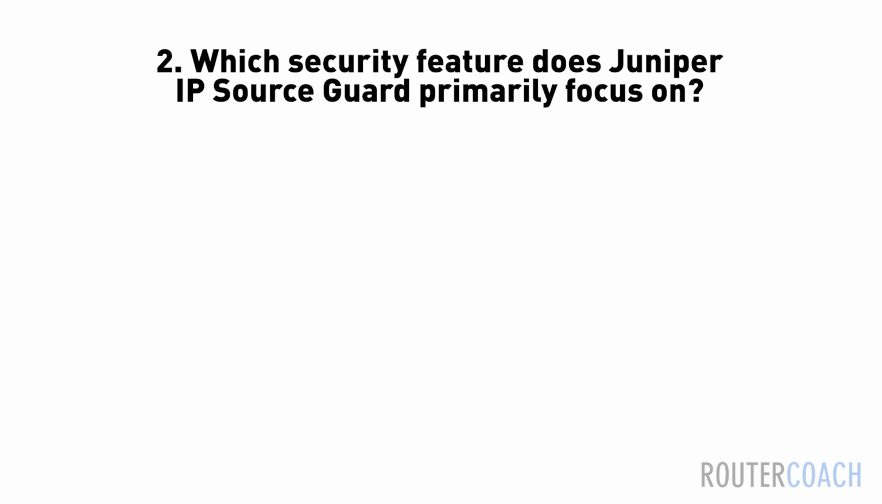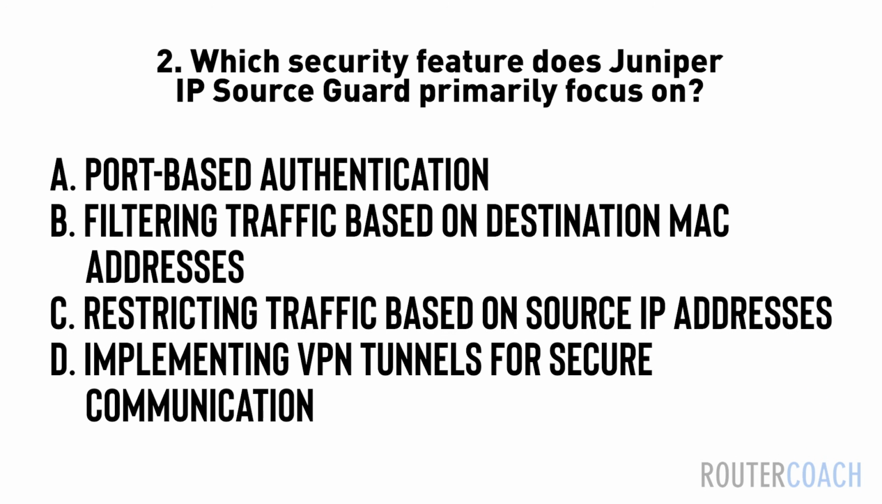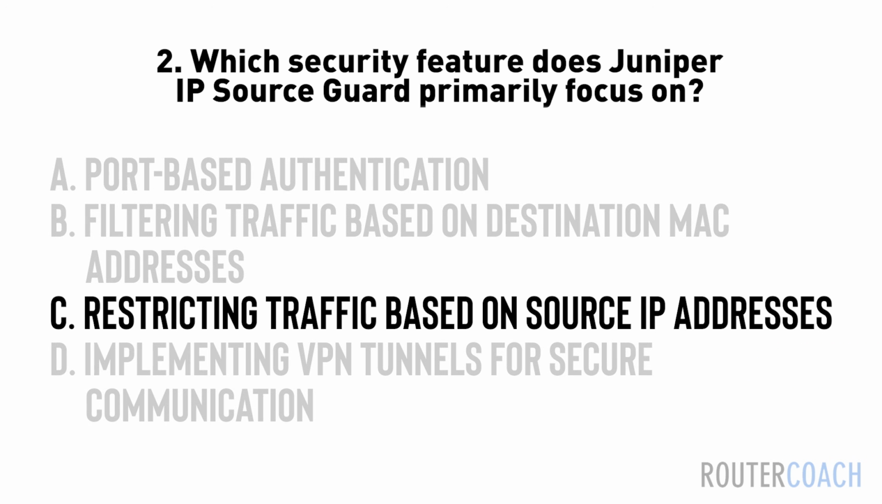Question 2. Which security feature does Juniper IP SourceGuard primarily focus on? A. Port-based authentication. B. Filtering traffic based on destination MAC addresses. C. Restricting traffic based on source IP addresses. D. Implementing VPN tunnels for secure communication. The answer is C.